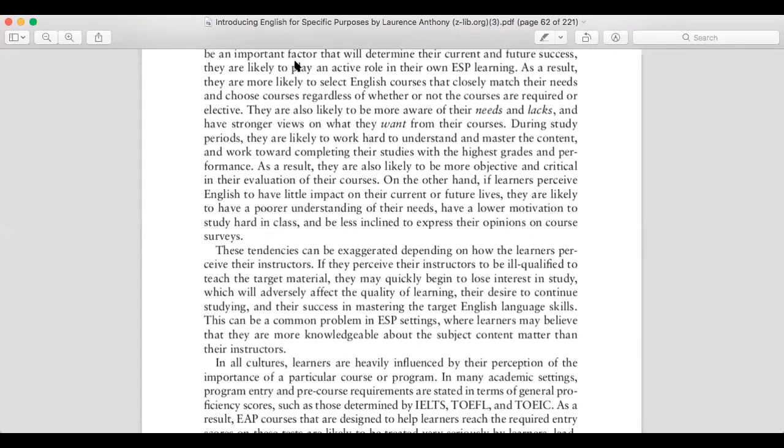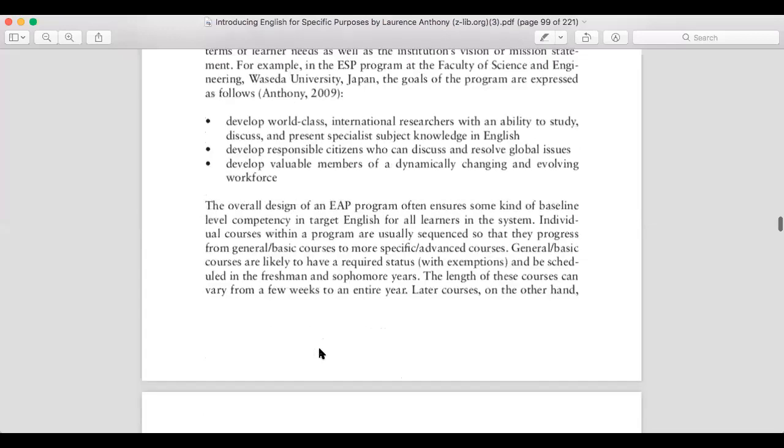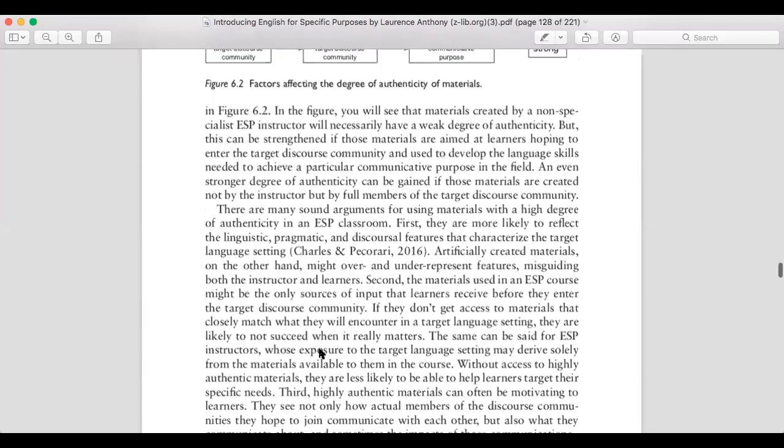Okay, the screen is being shared, so you must be looking at the screen. We are trying to go to chapter 7.